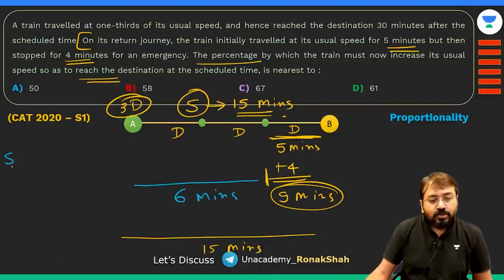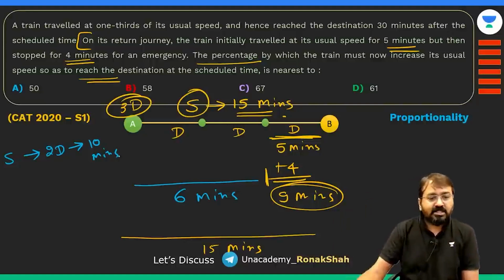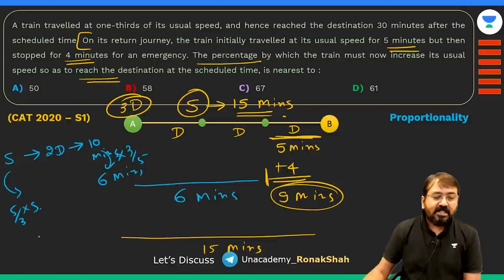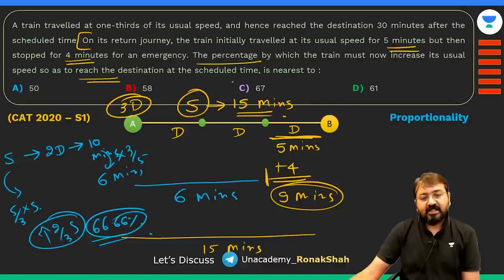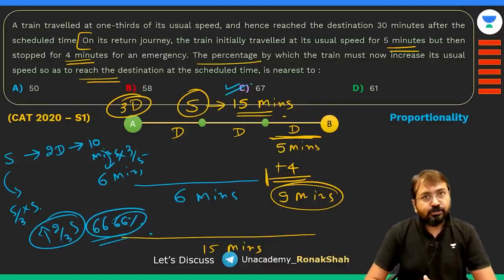Now at its usual speed S, for 2D distance, can I say the train should have taken 10 minutes? Because for 3D distance it should have taken 15 minutes. So for 2D distance it should have taken 10 minutes. So can I say now instead of 10, the train wants to complete the journey in 6 minutes. So that means the time has become 3/5. So speed should become 5/3 of the previous speed. That means it needs to increase its speed by 2/3, which is nothing but a 66.66% increase in the speed. And that's your answer. So the answer should have been option C. I really hope all of you have understood this.